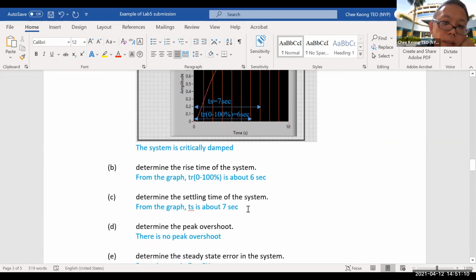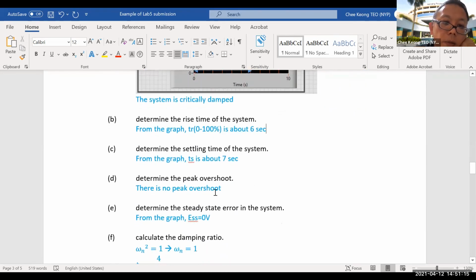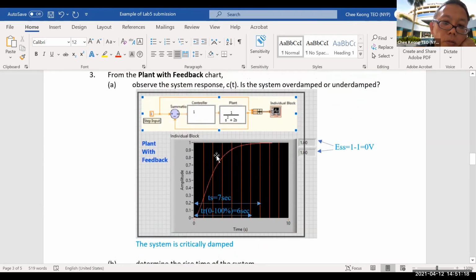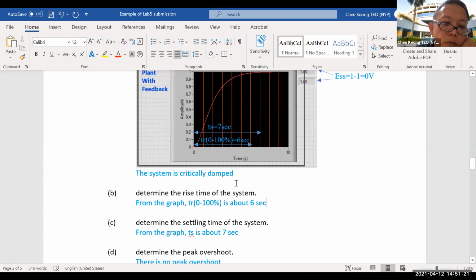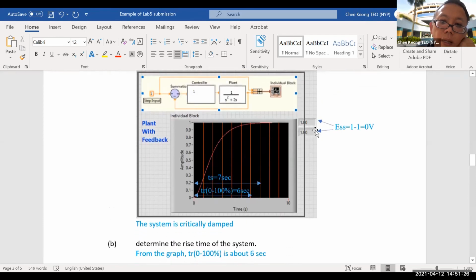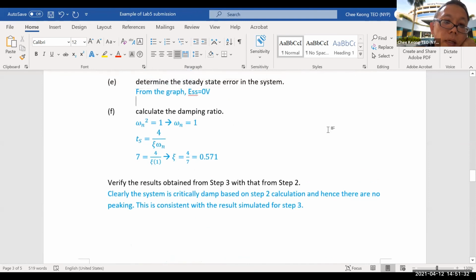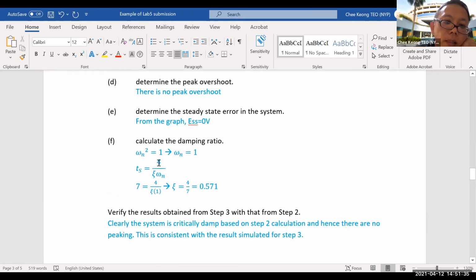Then determine the settling time of the system. Settling time of the system is about 7 seconds. And is there any peak overshoot? There is no peak overshoot. As you can see, nothing goes beyond 1, so there is no overshoot, right? And then from the graph, ESS is equal to 0. Why? Because we see that the final value and the intended value, both of them are at 1 volt, so there is 0. And then if we calculate the damping ratio for this case, omega n squared equals 1, then omega n is equal to 1. Then settling time will be 4 over zeta omega n. Again, your zeta with a settling time of 7 will be 0.571.